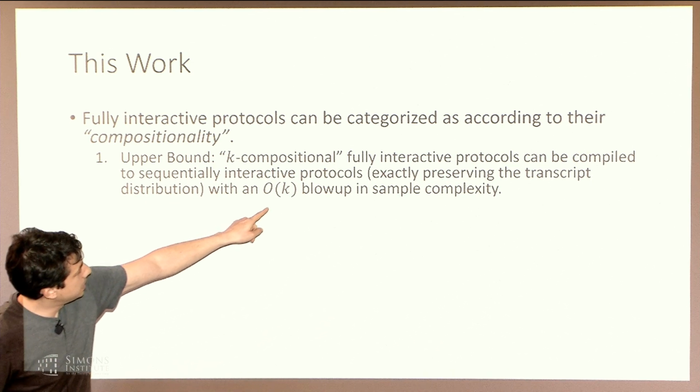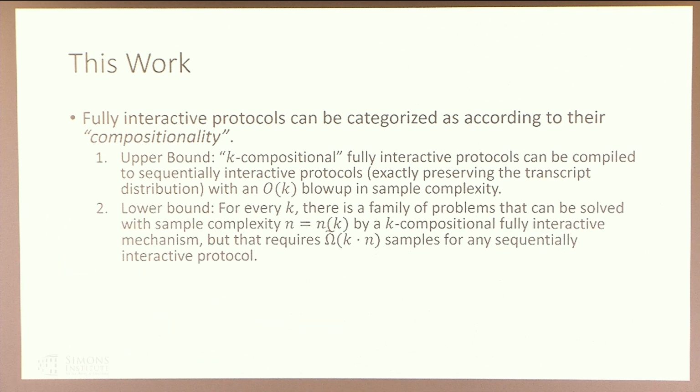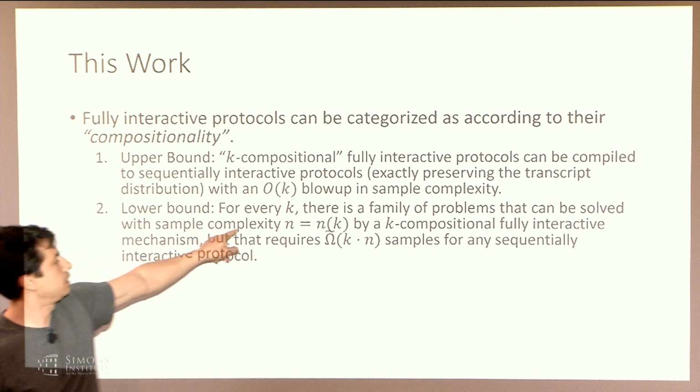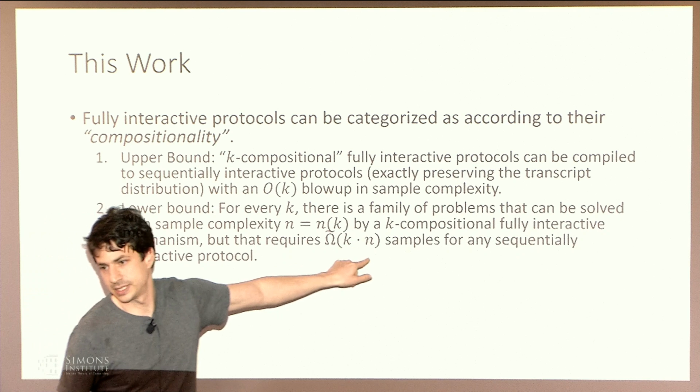The next result is that our dependence on this parameter is tight. This is actually an important parameter. And this is also, I think, the first separation between fully interactive mechanisms and sequentially interactive ones. So in particular, for every k, we identify a family of problems that can be solved by a k compositional mechanism with some sample complexity n, which depends on k, such that if you wanted to solve this problem with a sequentially interactive protocol, you would need a factor of k more samples.